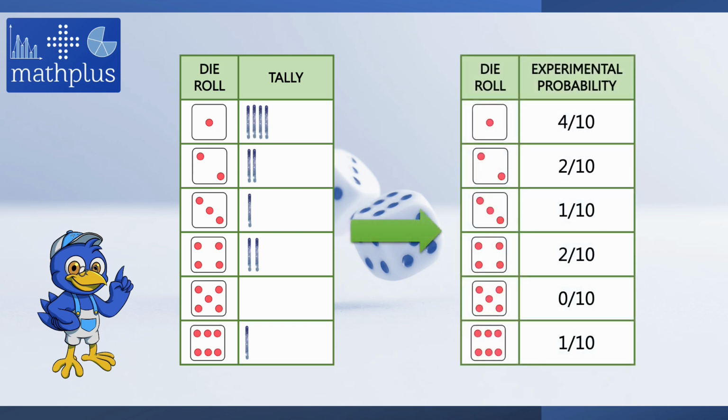For example, since we got the result 1 4 times out of the 10 trials, its experimental probability is 4 over 10. Similarly, we got 2 two times in the 10 trials. So the experimental probability for 2 is 2 over 10. And another example, we didn't get any outcome 5 during our 10 trials. So the experimental probability for 5 is 0 over 10. Now take note that we only performed a few trials, it's only 10, so our experimental probability might not be very accurate yet.